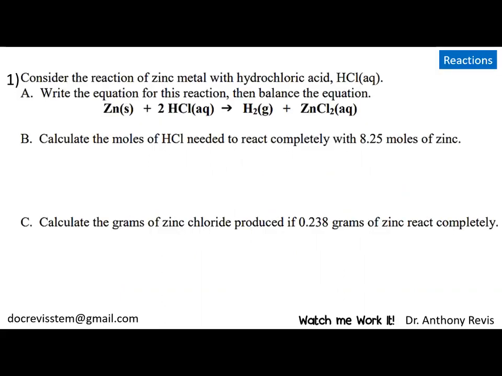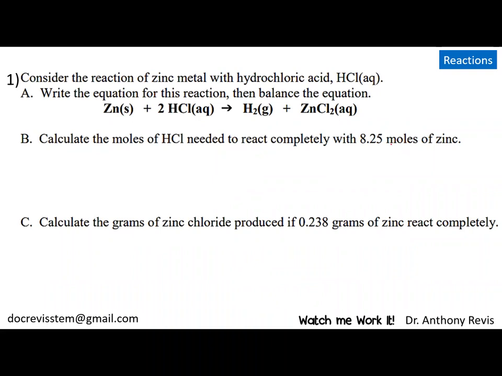So here it is. If we consider the following reaction of zinc plus hydrogen chloride to produce zinc chloride, which is the two state of zinc, and hydrogen gas. The first thing you're going to do when you see these types of reactions, make sure it's balanced. In this case, I've already balanced it for you. So we have the balanced equation. So here's what we're going to do. Calculations. Ready? Calculate the moles of HCl needed to react completely with 8.25 moles of zinc.